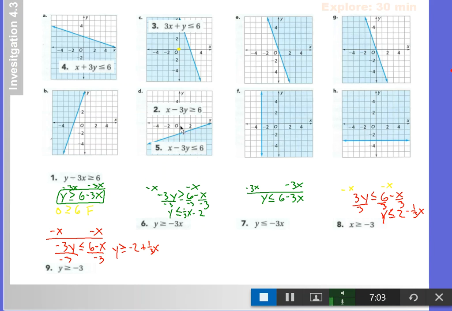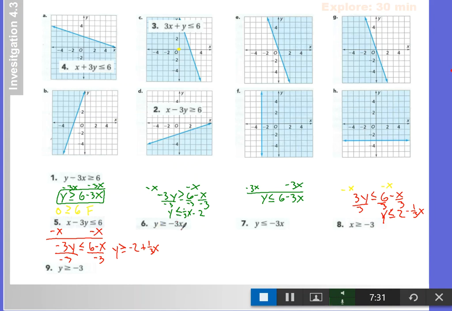And I can plug in 0, 0, and 0 is less than or equal to negative 2. That gives me a false statement. So therefore, I wouldn't shade towards 0, 0. So, okay, so we know that works, and we know this one does not. Oh man, this is getting trickier than I thought it would be. All right.